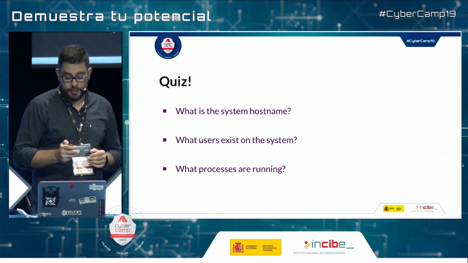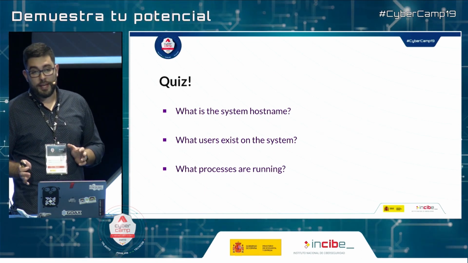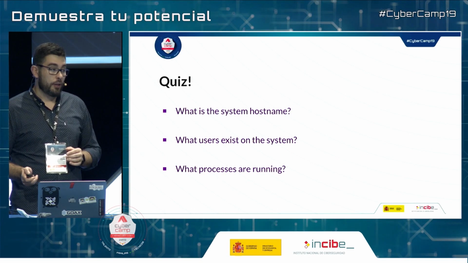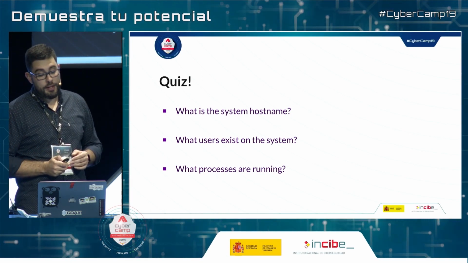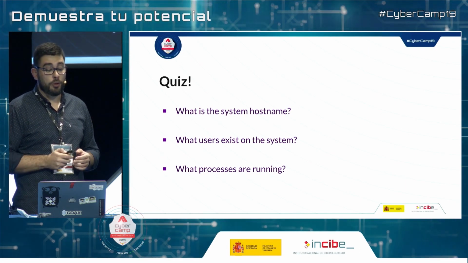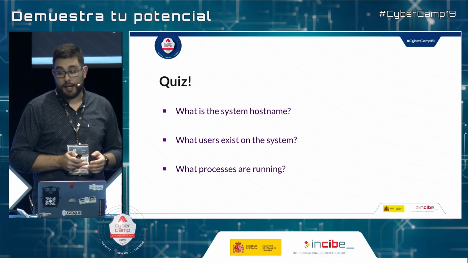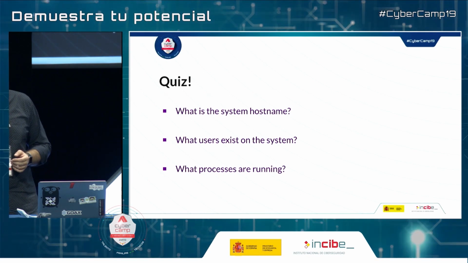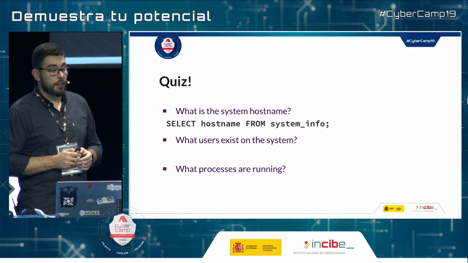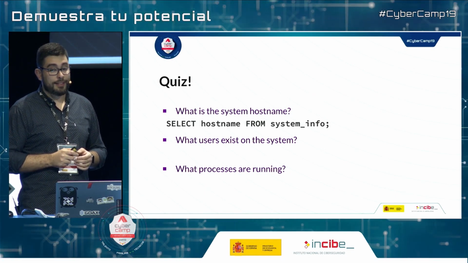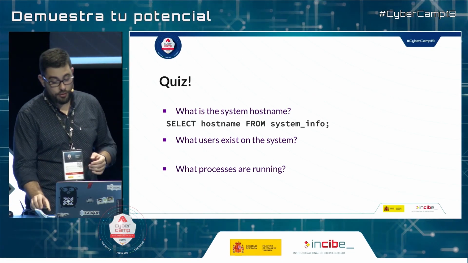So now we have a little quiz to give you a couple of examples of queries that you can use within osquery and that can give you interesting information. For example, how to get the host name from the machine that is running. You'd do select hostname from the system_info table.